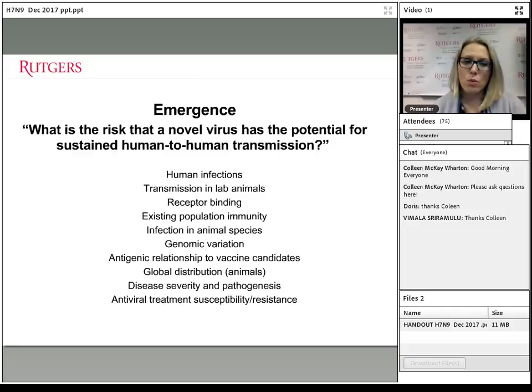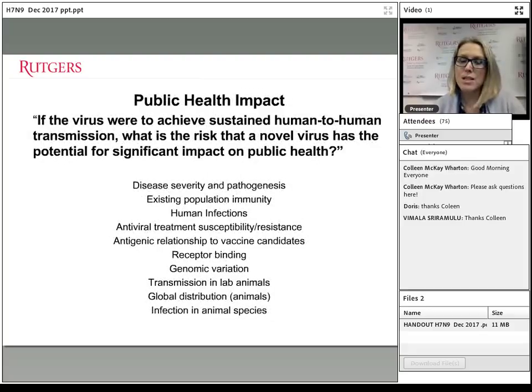And so here, the most important concerns are things like human infections, transmission, receptor binding, immunity, etc. Whereas in the public health impact, this is the scenario for the ability for the virus to sustain human-to-human transmission.